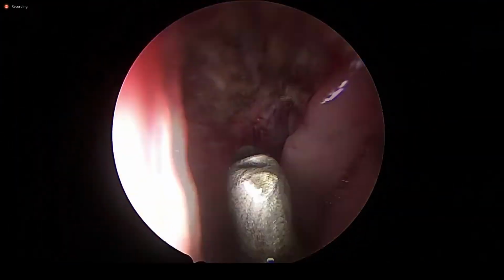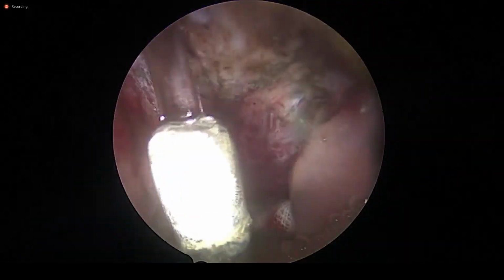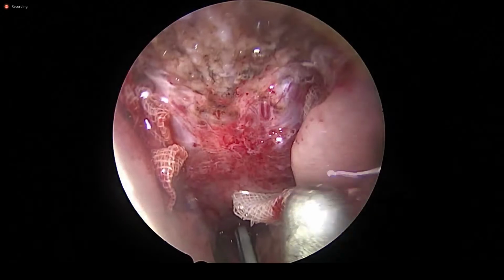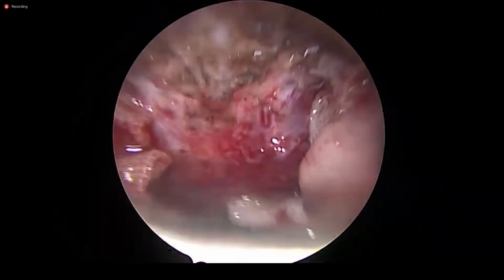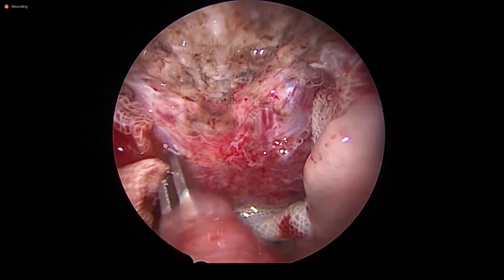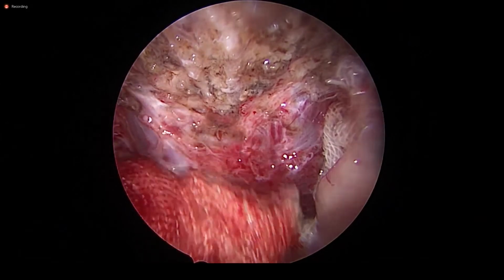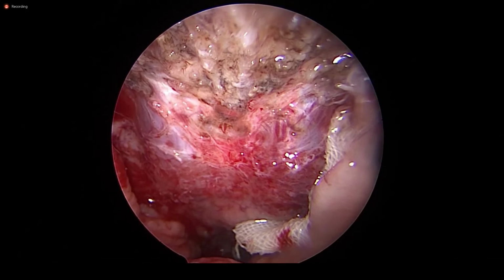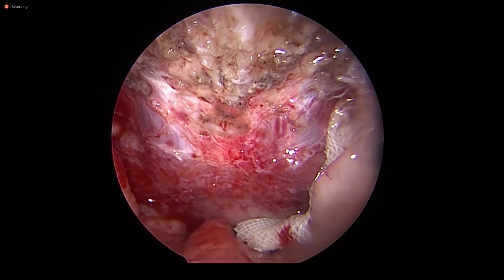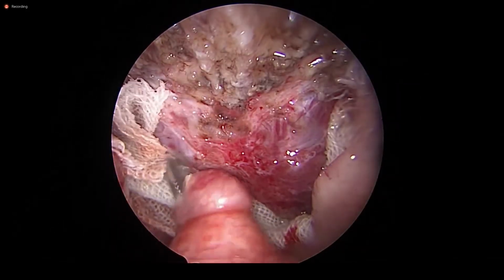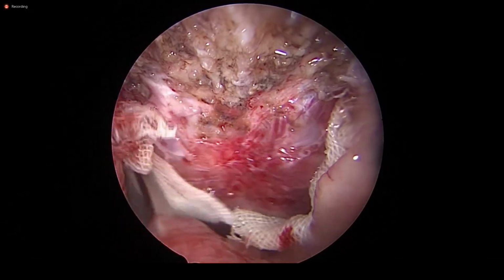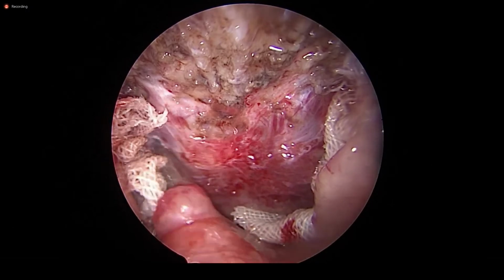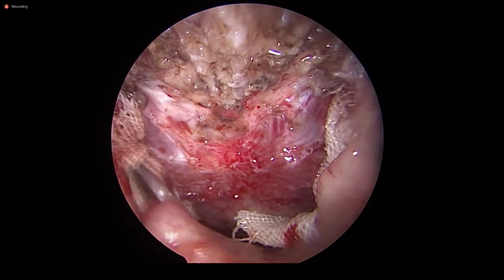Agree with you. See, once you keep doing, you get expertise, but you are right, you have to be very, very careful in this region, particularly in the beginning. So, see my fossa of Rosenmuller of the opposite side. See the transmitted pulsations of the carotid artery, which is far off, still more than a centimeter away from here. More than a centimeter, not less than.